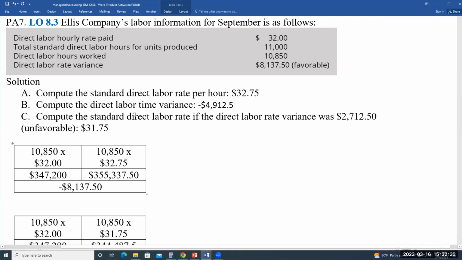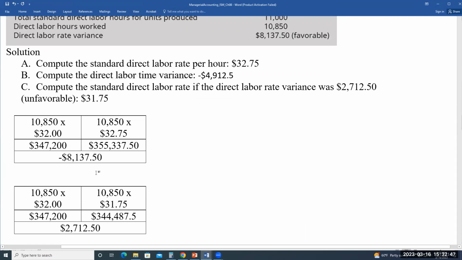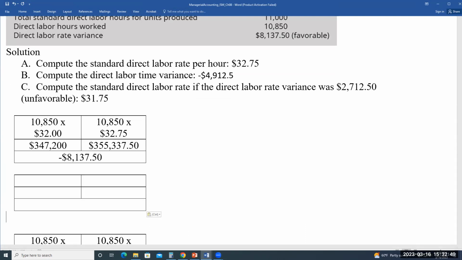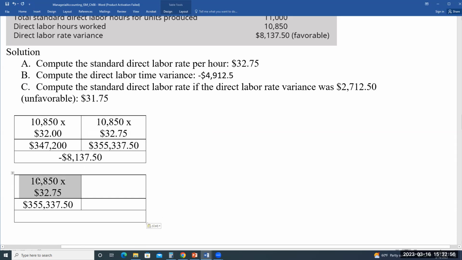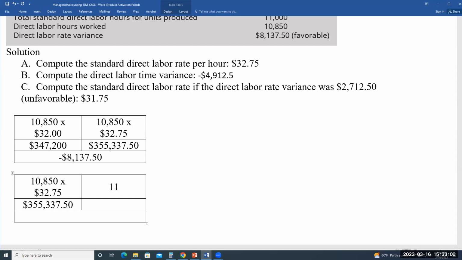Okay, and then B is confusing? Yeah. Okay, so actually it shouldn't be. The direct labor time variance, that is going to be this. It's going to be actual quantity times the standard rate minus the standard quantity, which is 11,000, which is standard hours, times the standard rate.